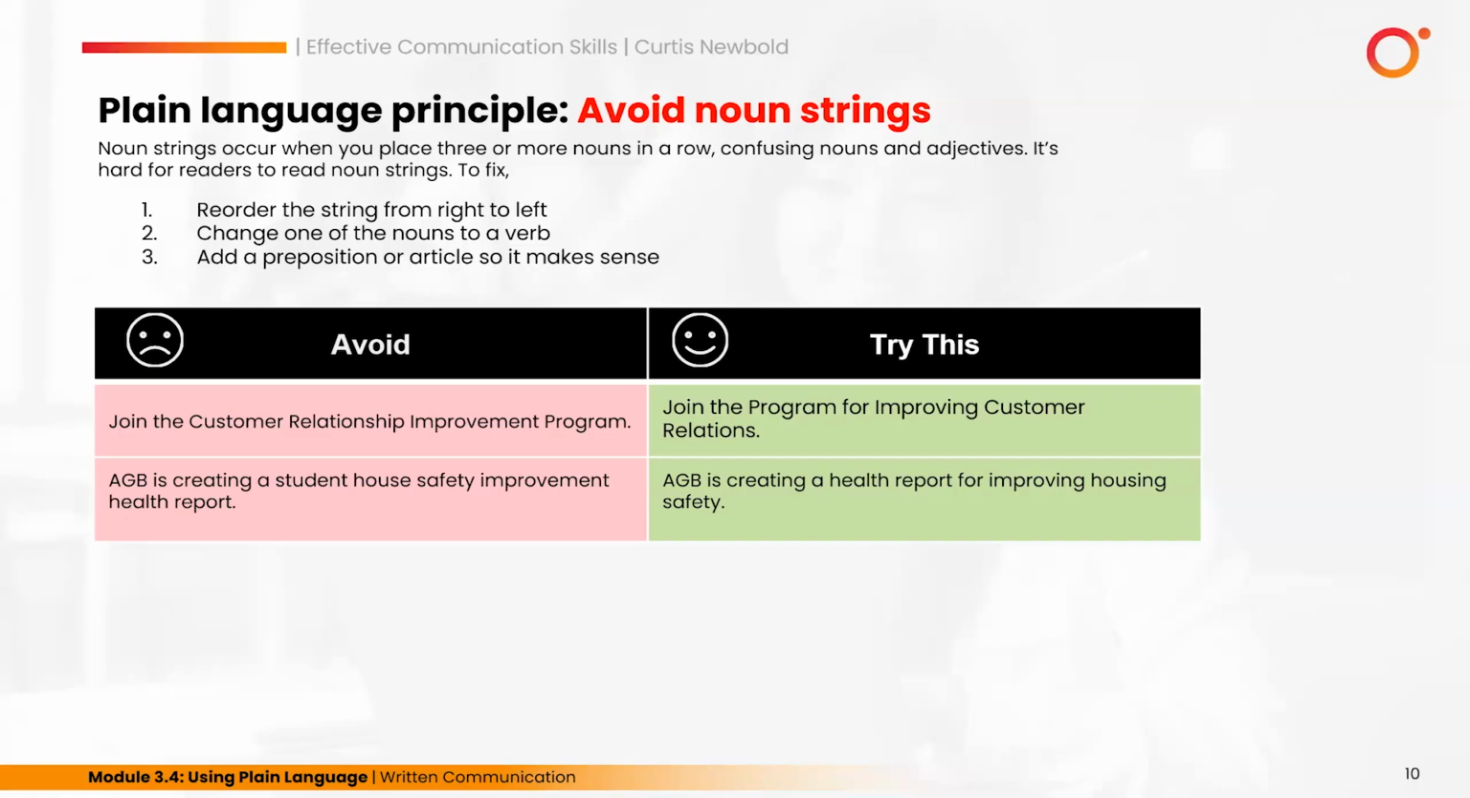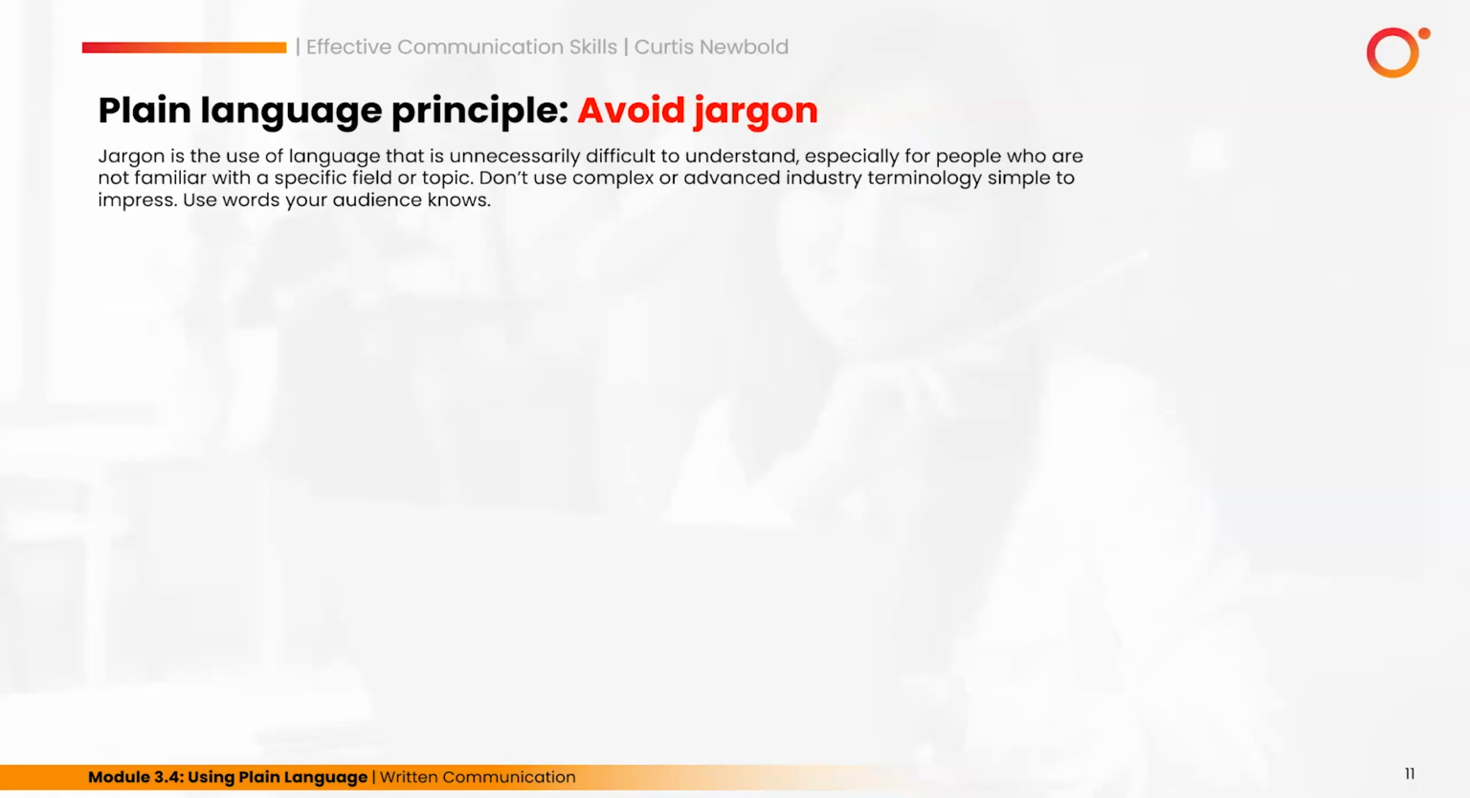And when you do all of that, in that interesting formula, you can go to the right and say, AGB is creating a health report for improving housing safety. That is easier to understand than the one on the left. So find ways to avoid those noun strings, which end up making things a little bit convoluted and hard to follow. Okay, plain language principle: avoid jargon.